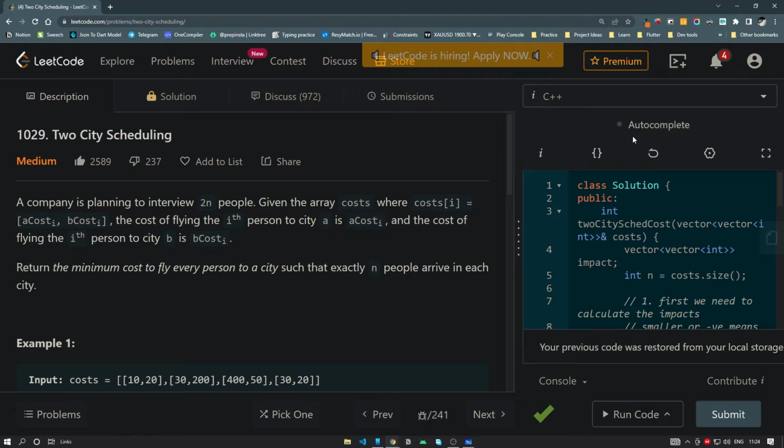I am Sitij and today we will be doing another very interesting problem from the Leetcode Daily Challenge day 25. That is the Leetcode problem number 1029, 2-city scheduling.